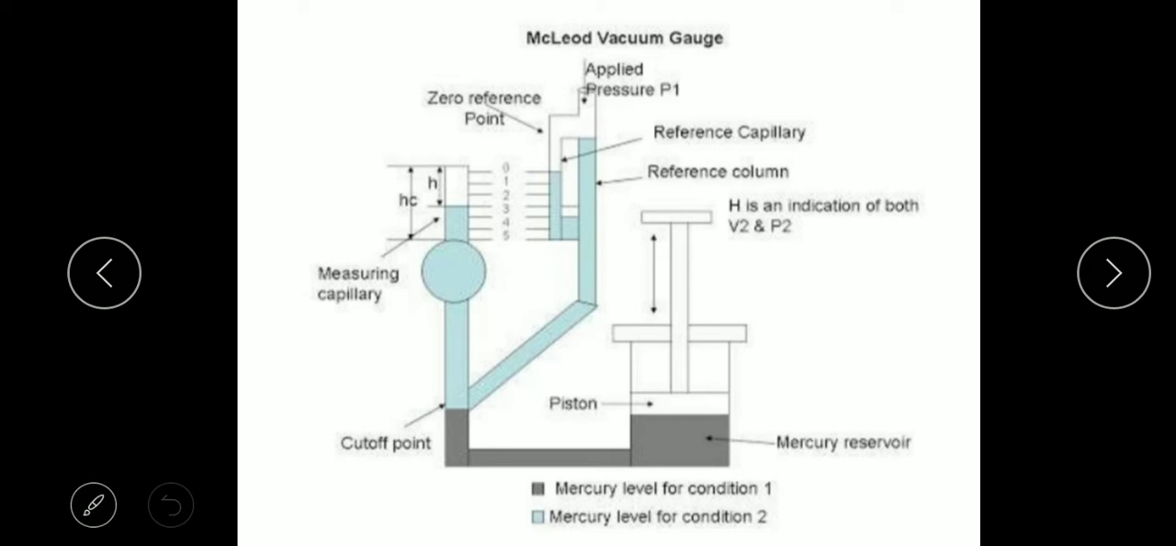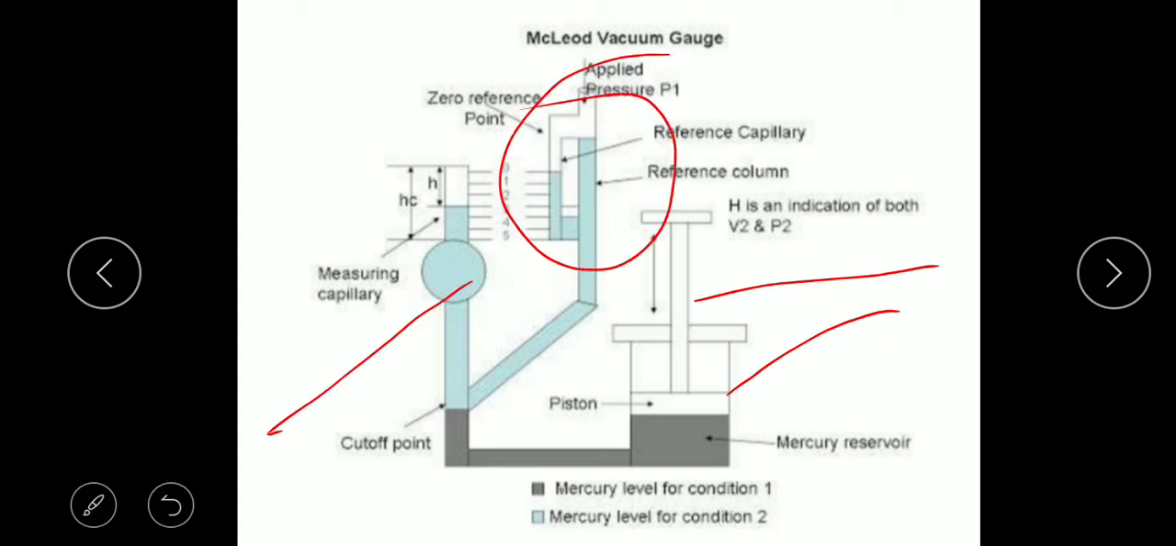One is the cylinder and piston, these are the two things. Then there is the bulb. This is the reference capillary tube, and this is the measuring capillary tube. This is all about the mercury McLeod gauge device.